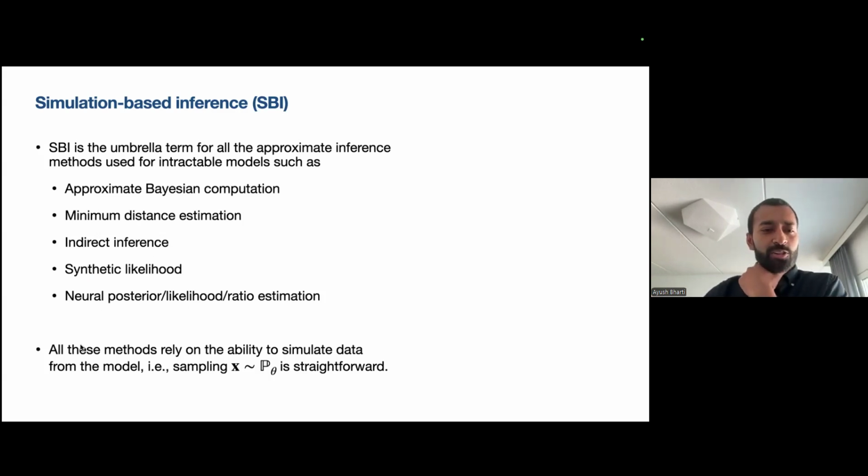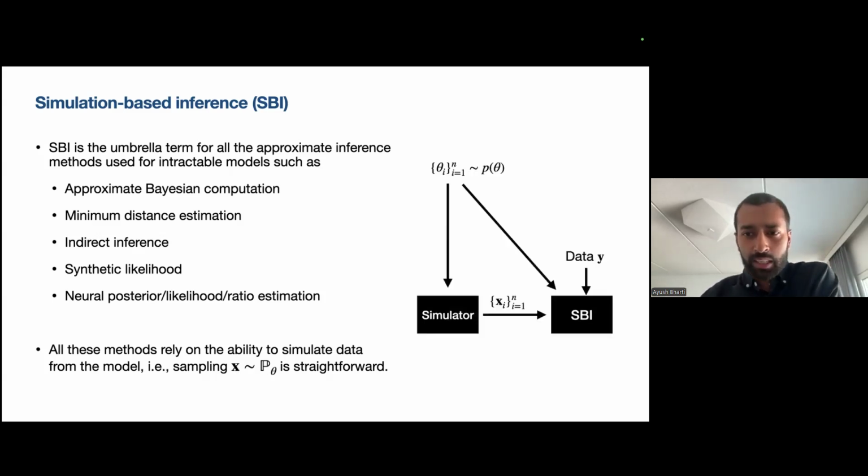So one common feature for all these methods is that you should be able to simulate from your model, which is P of theta. And then X is what I will use to denote the simulated data, and Y is the observed data. So in a very high-level overview of all of these methods, the only thing common that I can think of is that you're going to sample from the prior. You put these priors into the simulator, you get some simulated data X's, and then all of these go into your favorite SBI method, and then the data also goes in, and out comes some approximate posterior, right?